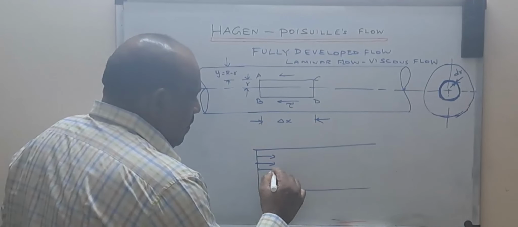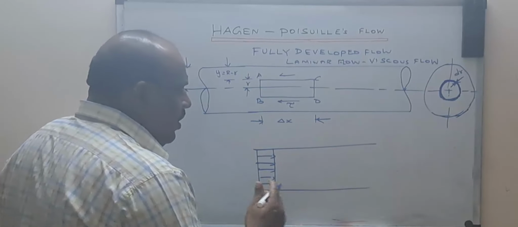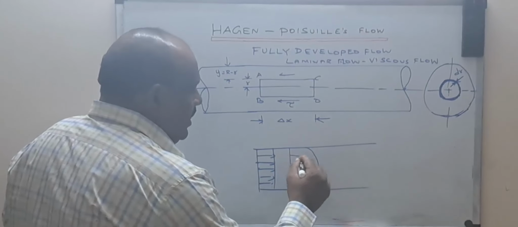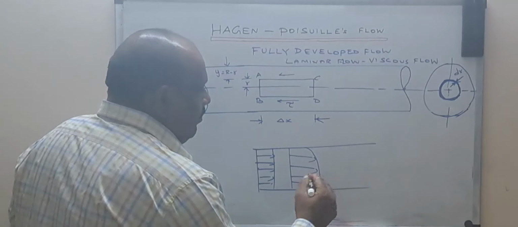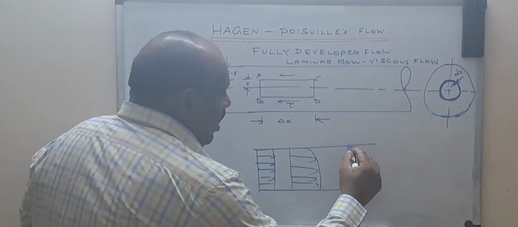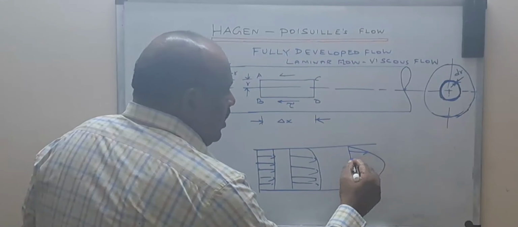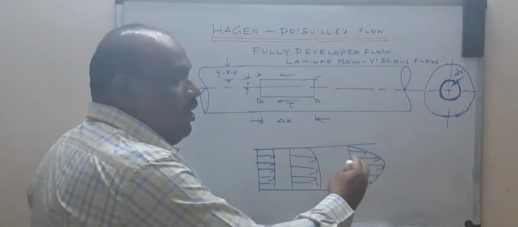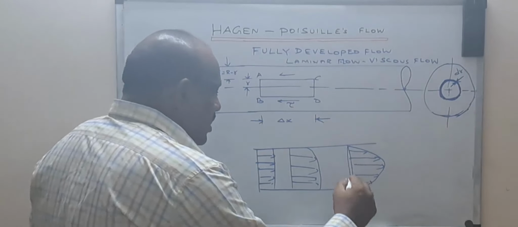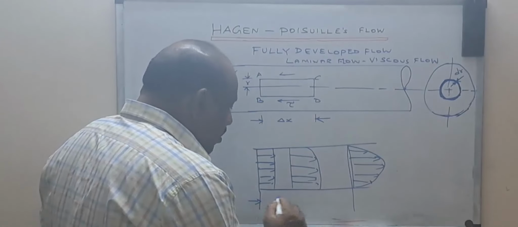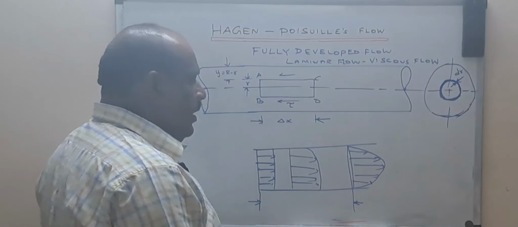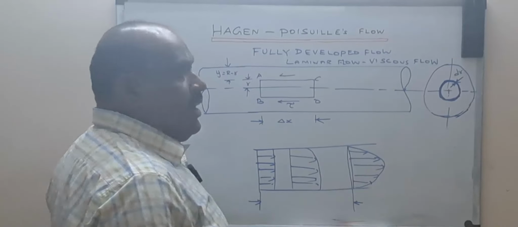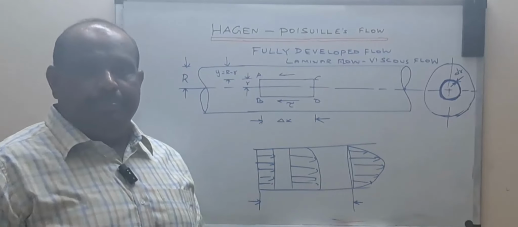For example, when a flow is going to happen through a pipe, initially the velocity vectors will be like this. But the flow will try to develop, and hence the velocity vectors will come like this, and finally it will reach the shape of a parabola. This is the region where the flow is trying to develop, and this region is called the hydrodynamic boundary layer length.